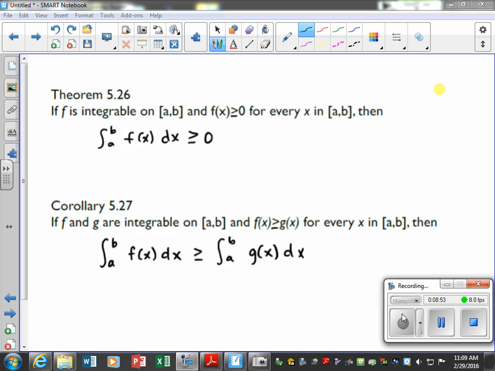Okay, theorem 5.26 and corollary 5.27. This is just saying if our function is greater than or equal to 0 for every x, then our integral, the antiderivative of this thing, the definite integral, is also greater than or equal to 0. And this is just saying if your f of x function is greater than your g of x function, then the definite integral of f of x is going to be greater than or equal to the definite integral of your g of x. So take a few minutes to jot those down.